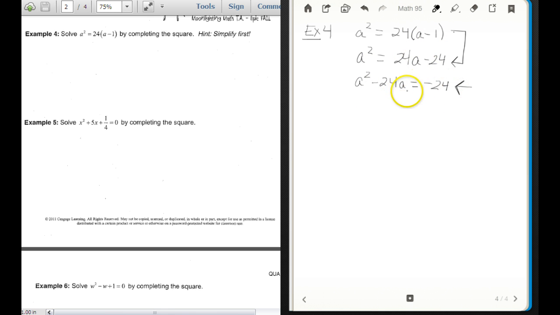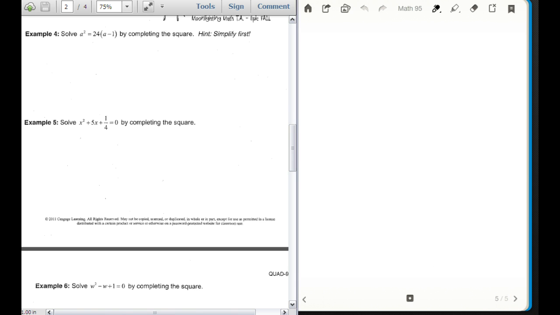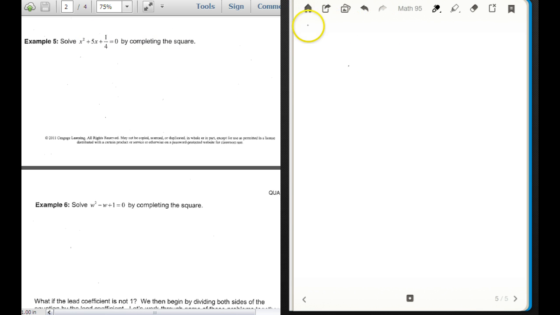I'll let you work that one yourselves, but I want to move to example 5, because this one's a little bit trickier. Quite honestly, it has to do with the fact that the middle term right here, the number in front of the x, the thing we're going to work with when we complete the square, isn't a number that's divisible by 2, which means we're going to have to work with fractions. I know how much you guys love that.